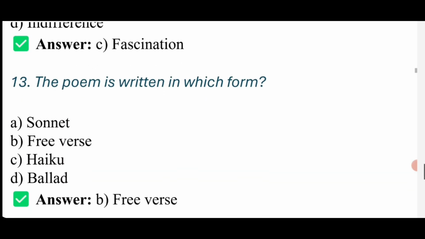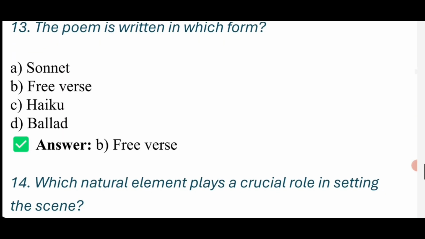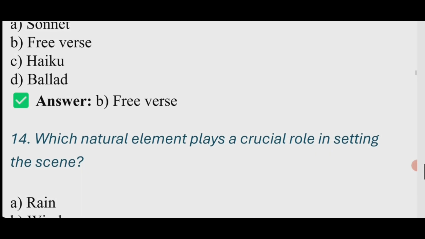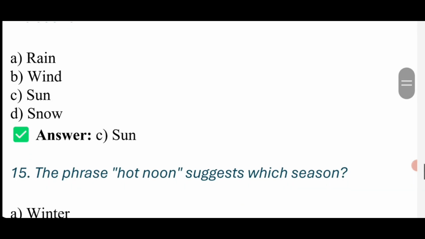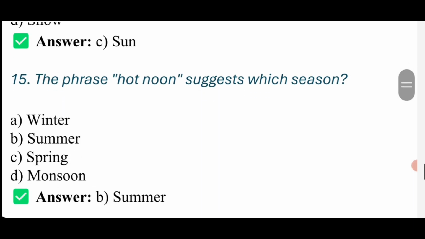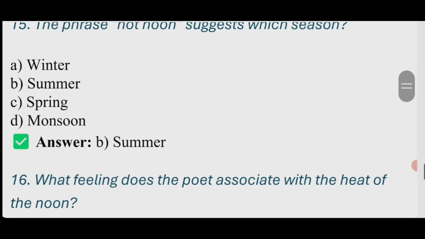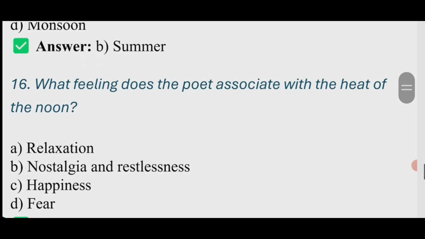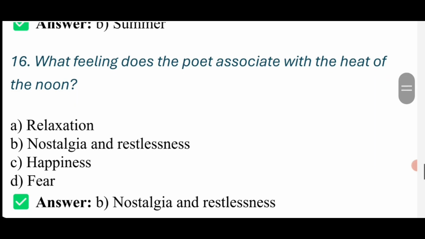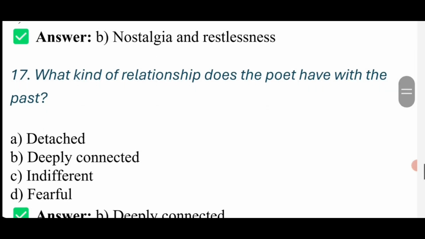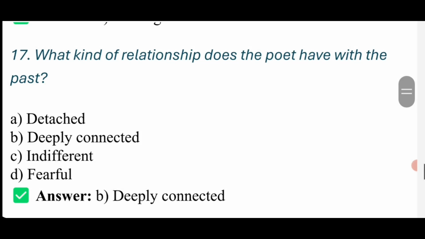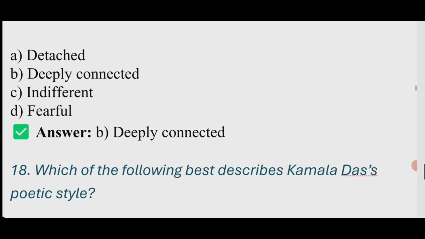It is written in free verse. Which natural element plays a crucial role in setting the scene? It's sun. The phrase hot noon suggests which season? It's summer. What feeling does the poet associate with the heat of the noon? It's nostalgia and restlessness. What kind of relationship does the poet have with the past? She was deeply connected with her past.